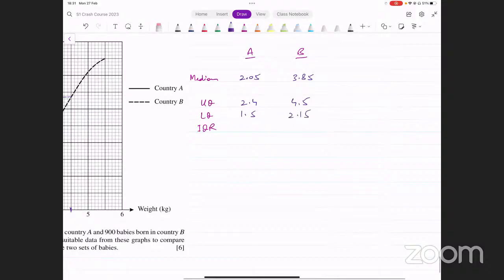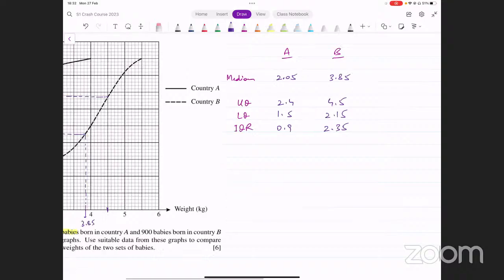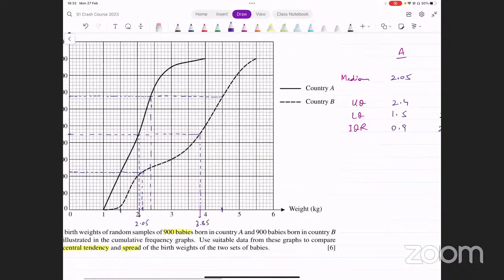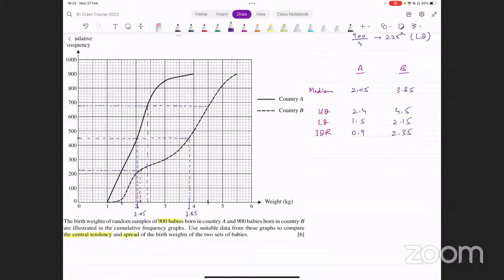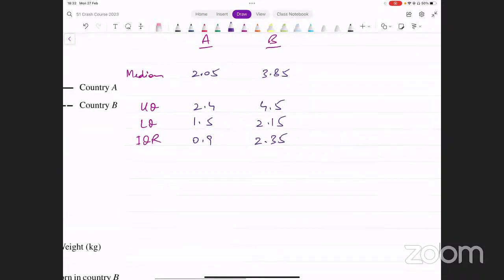So I've got all of those values from the graph that I need. Now upper quartile minus lower quartile gives me the interquartile range, which is 0.9 for country A. And for country B, it's 4.5 minus 2.15, that's going to be 2.35. This is the data that I need. Now I can compare the birth weights using central tendency and spread of birth weights of the two sets of babies. What can I say using this?